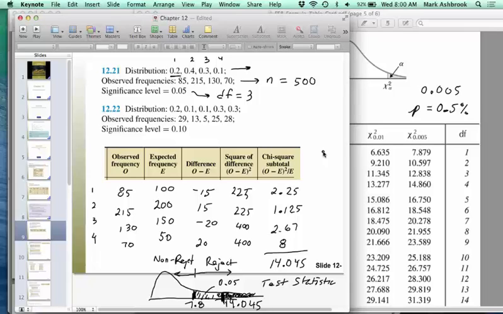Okay, so why don't you try 12.22. I'll leave this up here. I don't have the blue sheets for you, so if you could use your own paper, but please give me a clean left edge. If you're tearing out of a spiral, give me a clean left edge, please.